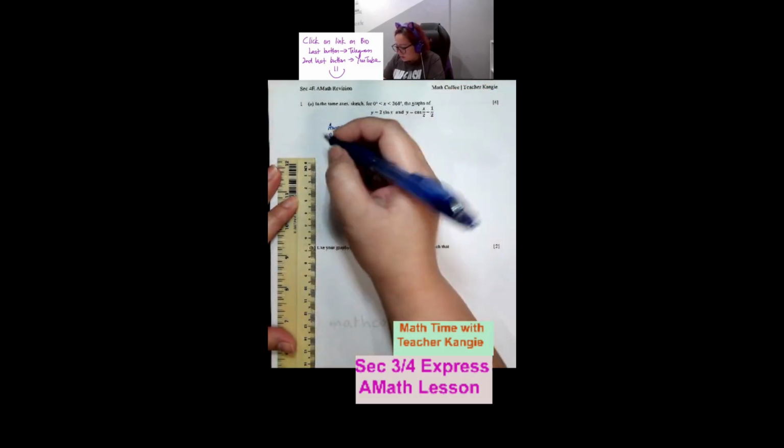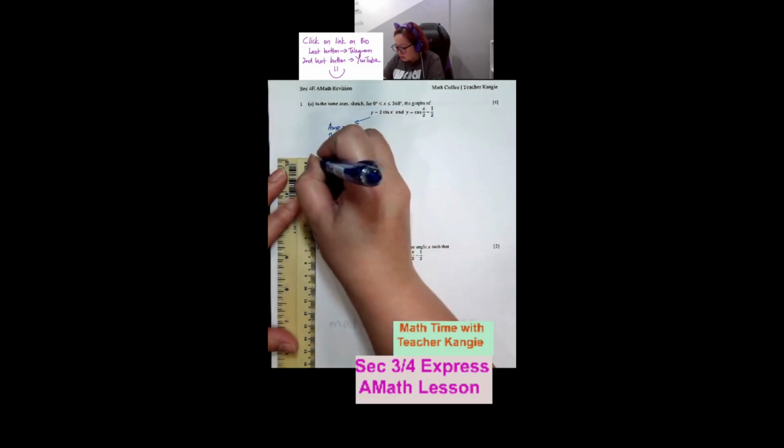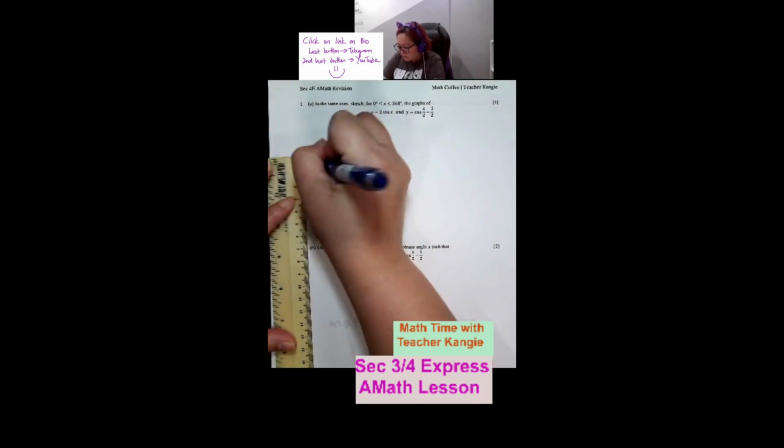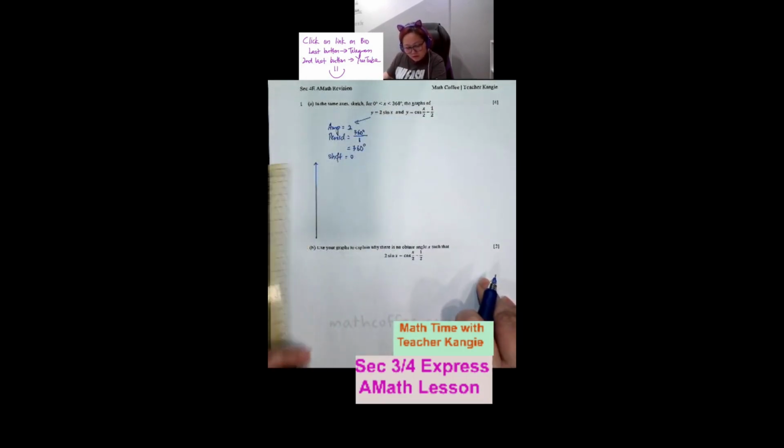Okay, so now for me, I'm going to use a pen to draw, but of course during your exam you're going to use a pencil to draw, because if it's wrong you can still erase. I'm using a pen because I'm scared you all cannot see the pencil clearly. Okay, let's see. I'm going to draw.